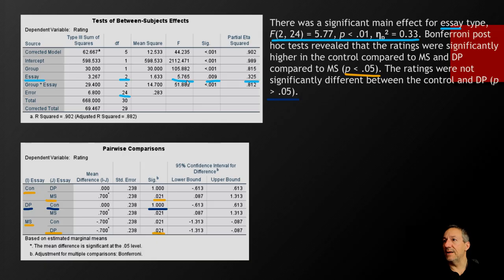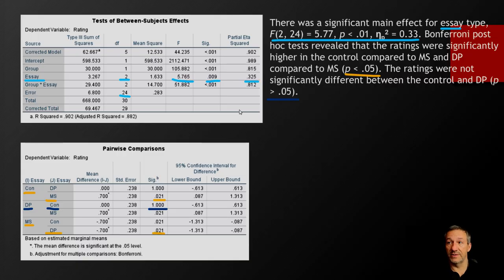Our F is kind of low, but 5.77, it is significant, so p = 0.009. The eta squared is not nearly as impressive, but if you actually ran this experiment, that would be a good number to get, 0.33. This is the essay main effect.